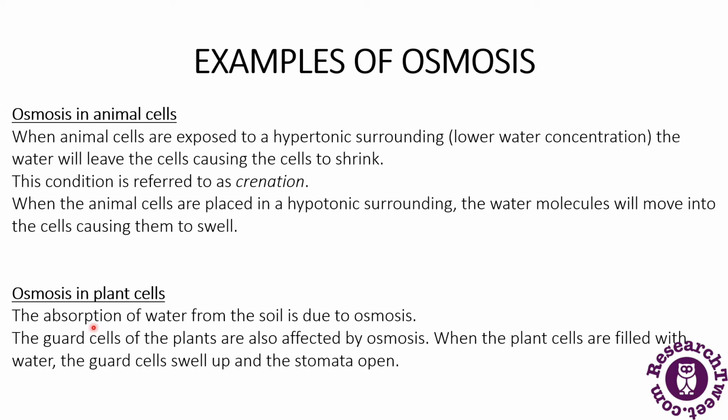We will take the example of osmosis in the animal cell as well as in the plant cell. When animal cells are exposed to hypertonic surroundings, hypertonic means there is a low water concentration, the water will leave the cell, causing the cell to shrink. So whenever there is a low concentration of water, the water will leave the cell and the cell will shrink. This condition is known as crenation.